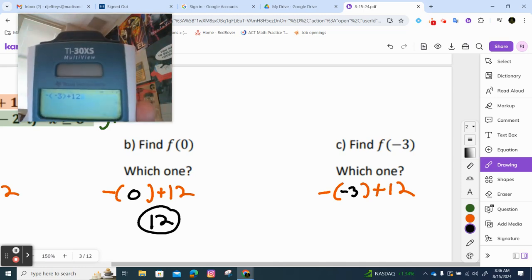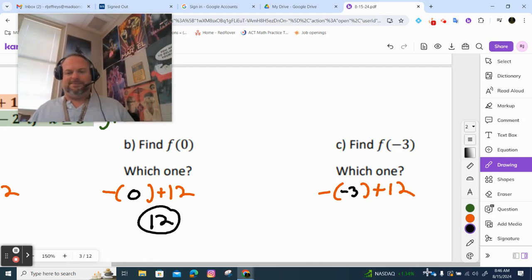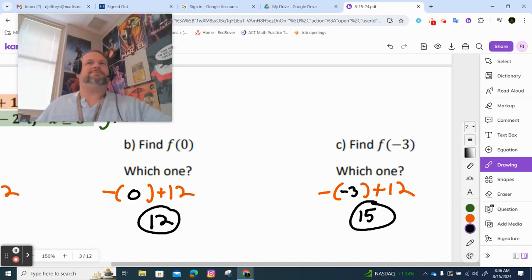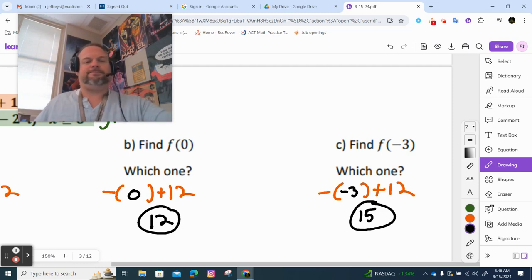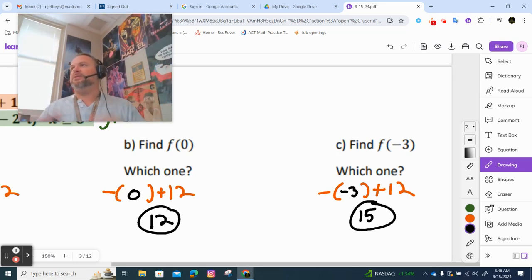All right. And 15. All right. So that was piecewise.